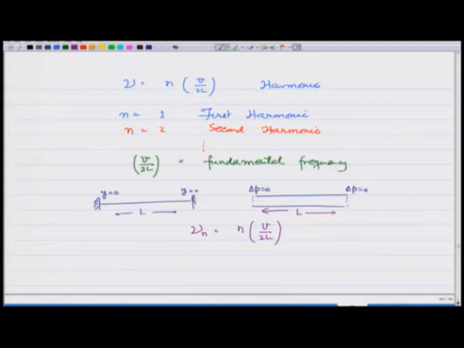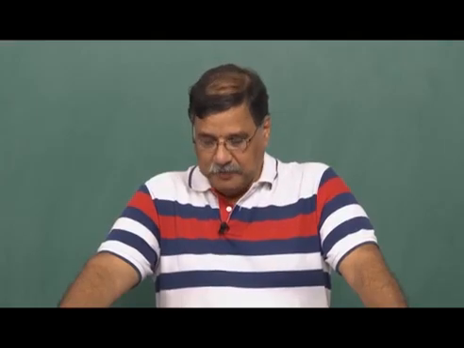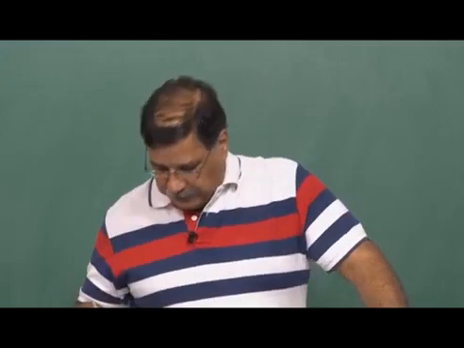And the only difference is in terms of V. V for the string is nothing but square root of T over mu, and V for the pipe is nothing but square root of the bulk modulus divided by the density times the gamma factor, which comes because we consider adiabatic expansion of the air column. So, this is what it is.